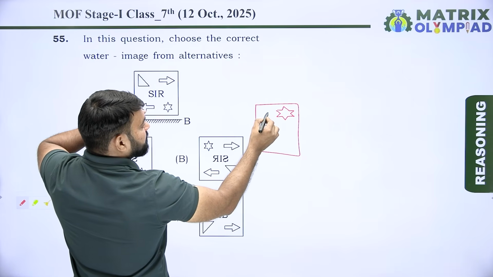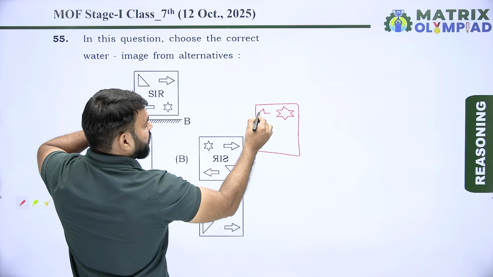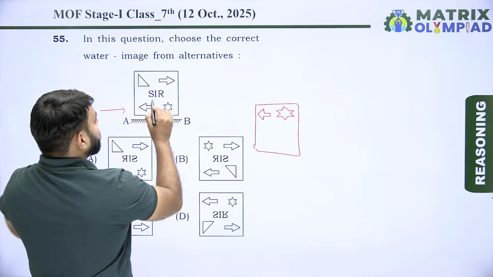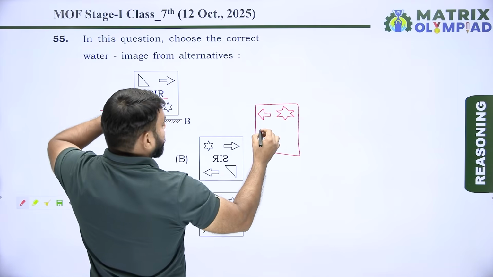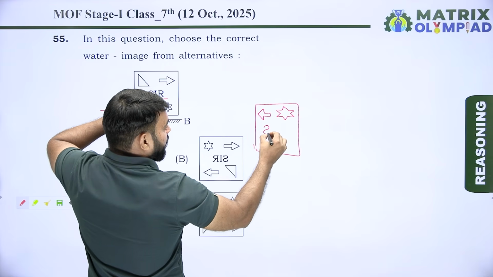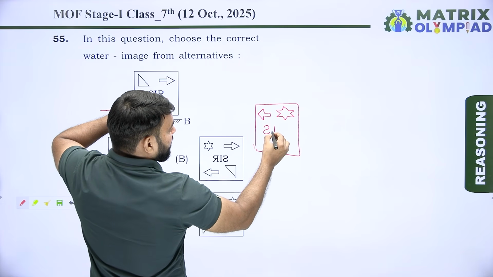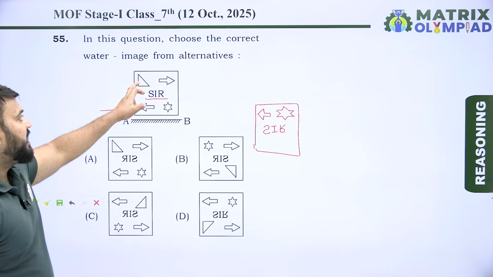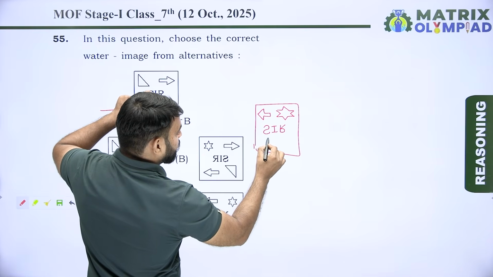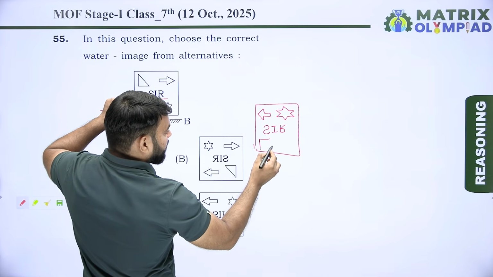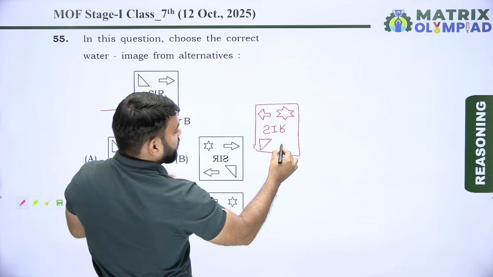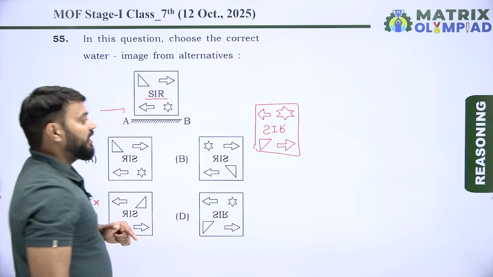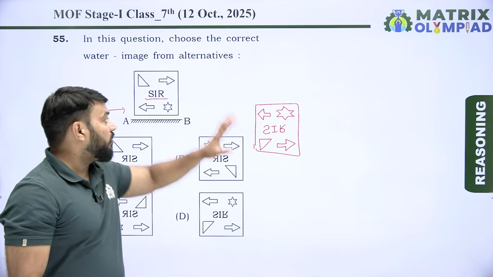And then find the mirror image of this part. So the mirror image of this part will look something like this. And then find the mirror image of SIR. So the mirror image of S looks something like this, the mirror image of I like this, and this is the mirror image of R. And then find the mirror image of the triangle. So the mirror image of this part looks something like this, and the mirror image of this part looks like this. So this is the correct mirror image of the given figure.